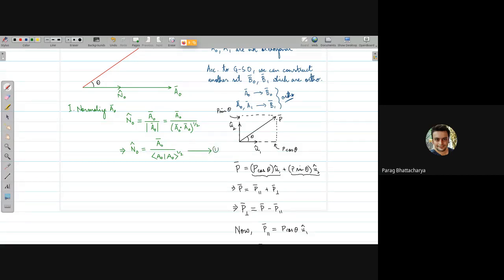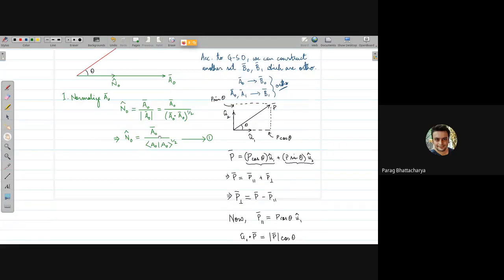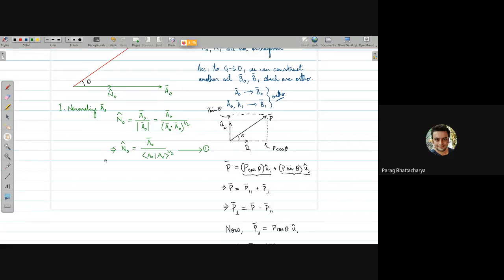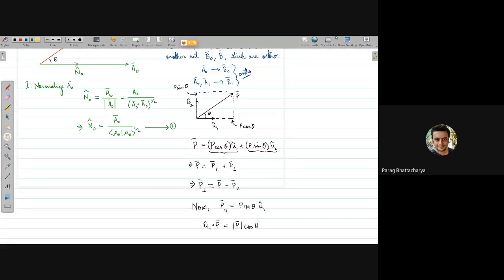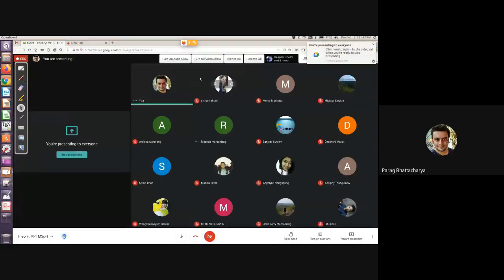So we have got n0, this unit vector n0. Is this clear, everybody? Are you with me? Yes or no? Yes, sir. Okay. All right.